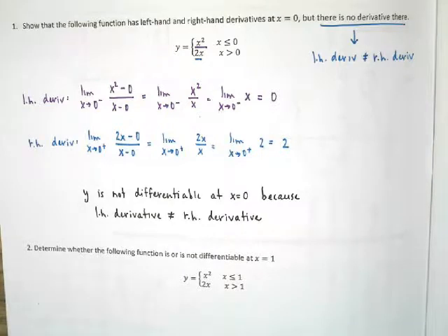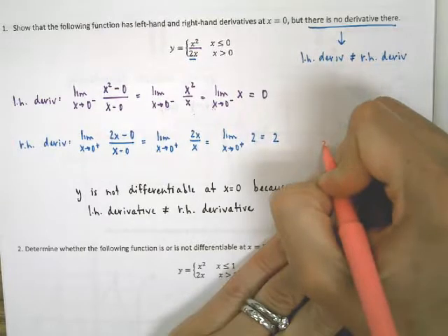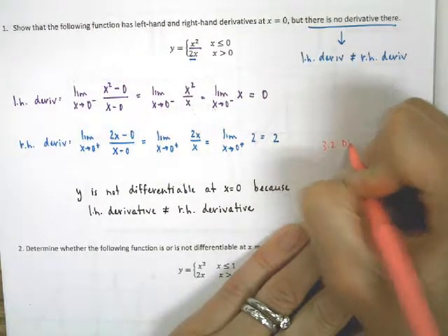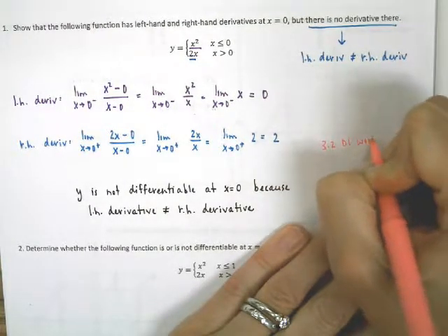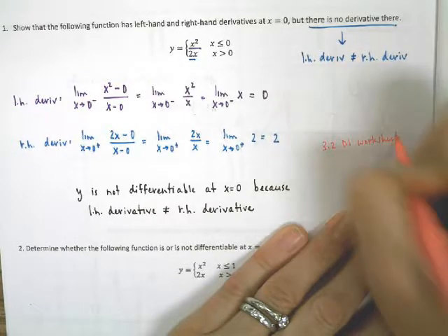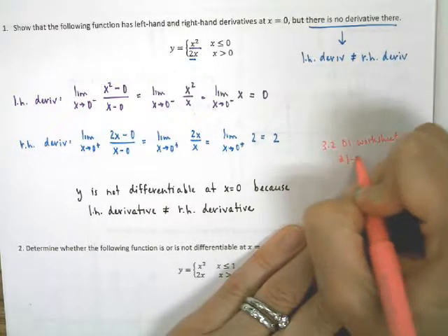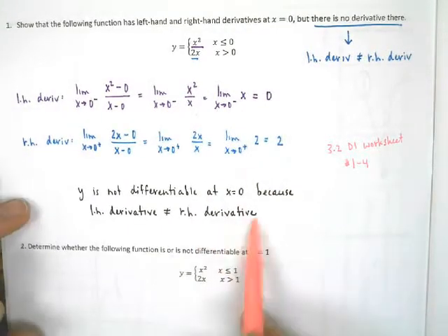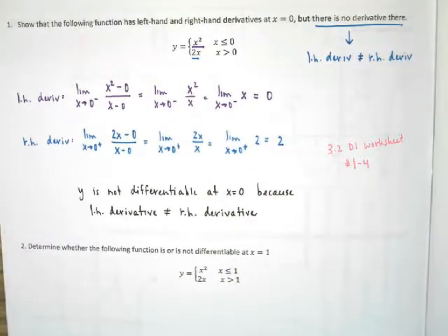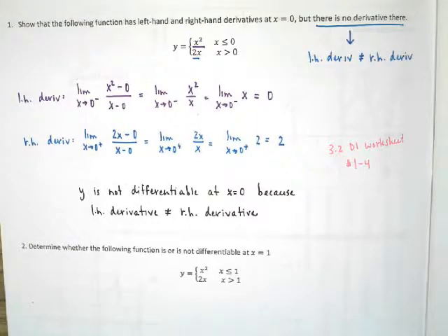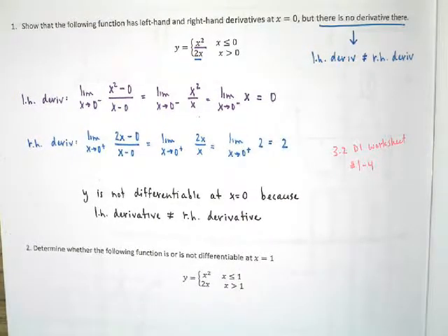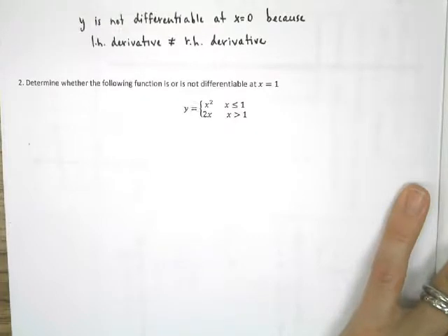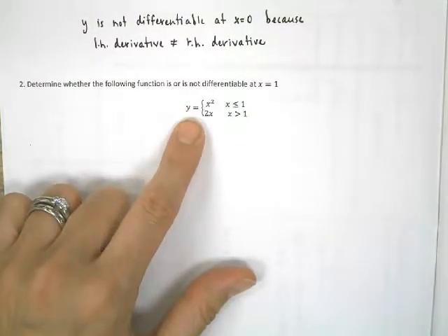I'm going to make a note when you're working through the 3.2 Day 1 worksheet, number 1 through 4. This is the work that I'll want you to show when you're talking about where those functions are not differentiable. All right, one last example, and then we're done for this video. Now I have another function. I have a piecewise function here.